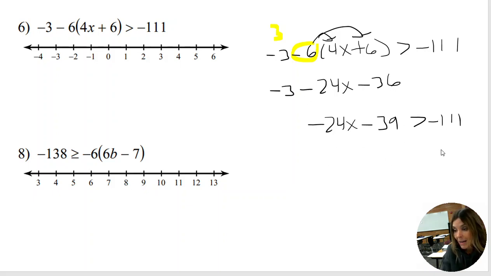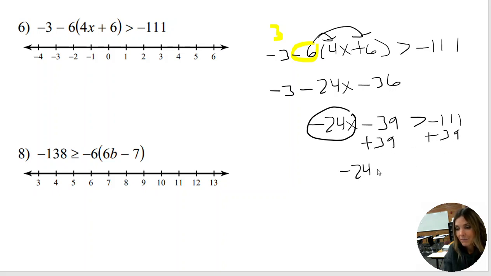Now I'm going to check the right side. There's nothing to simplify in the right side, so then I proceed with solving. When you solve an inequality, you're isolating your variable by using inverse operations. The same exact thing as what you do when you solve an equation. So I'm going to add 39. I'm going to add 39. So -24 times x equals -72. And actually, I didn't mean to change this to an equal sign. This is an inequality symbol.